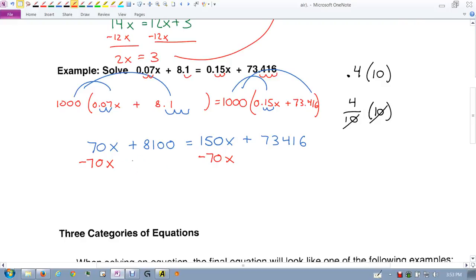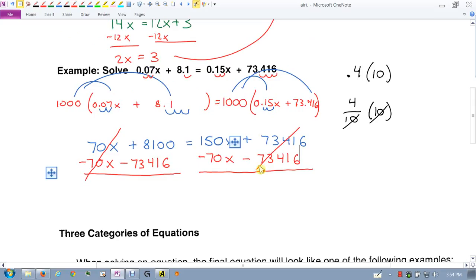Well, that's your preference. You should have the same result either way. So that's going to get rid of the x's on the left. That means my x's are going to appear on the right. So I don't want the 73,416 here, do I? So I want to subtract it from both sides. Subtract it. It'll go away on the right.